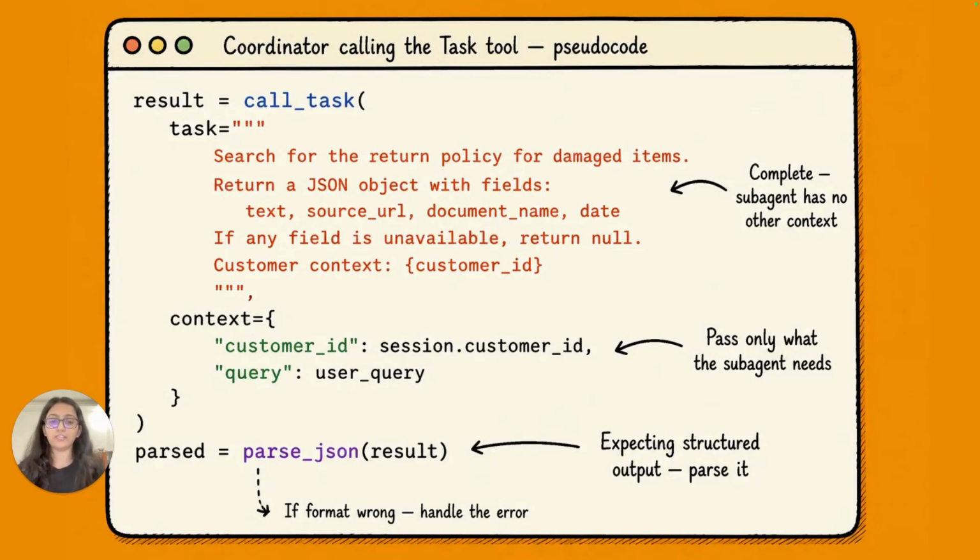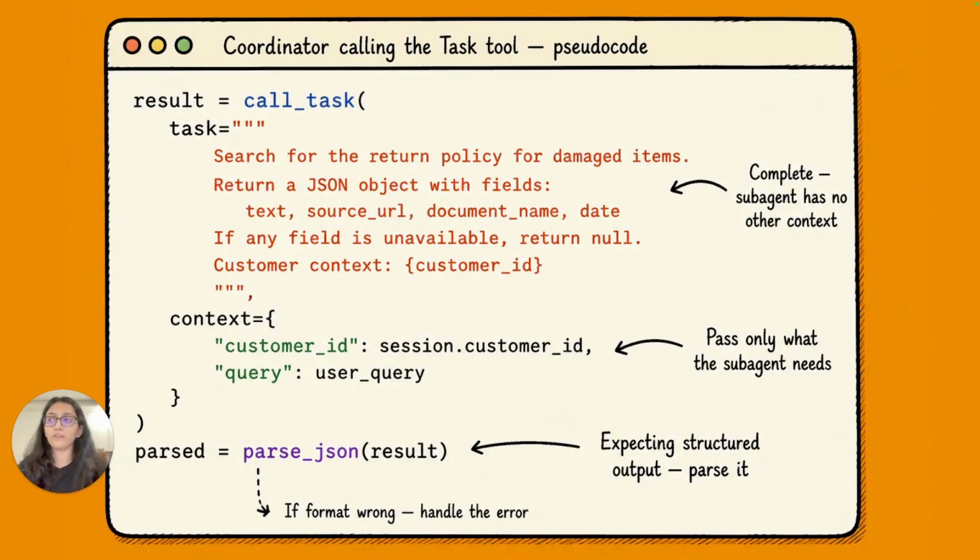Now look at the annotation of the task description argument. Complete. Sub-agent has no other context. That's a critical property. The sub-agent starts with a blank context and receives only what you explicitly pass. If the customer ID isn't in the context argument, the sub-agent doesn't have it. If the specific question isn't in the task description, the sub-agent doesn't know what to look for. The result comes back as a string, which is the sub-agent's output.